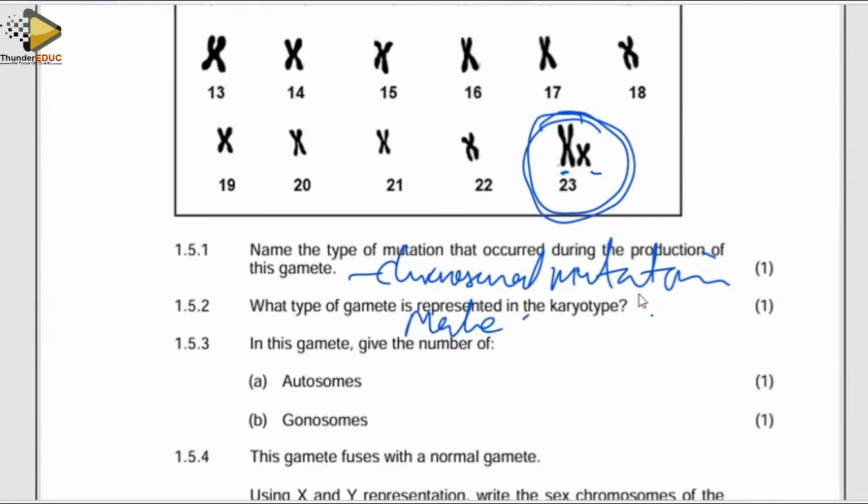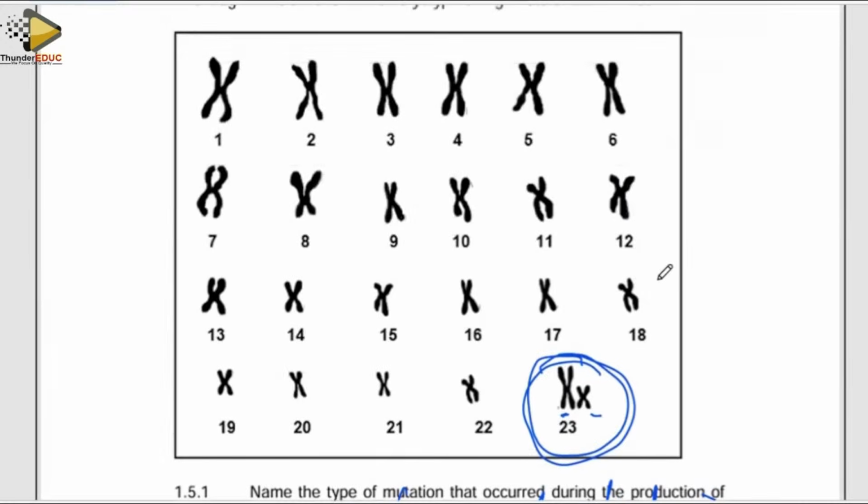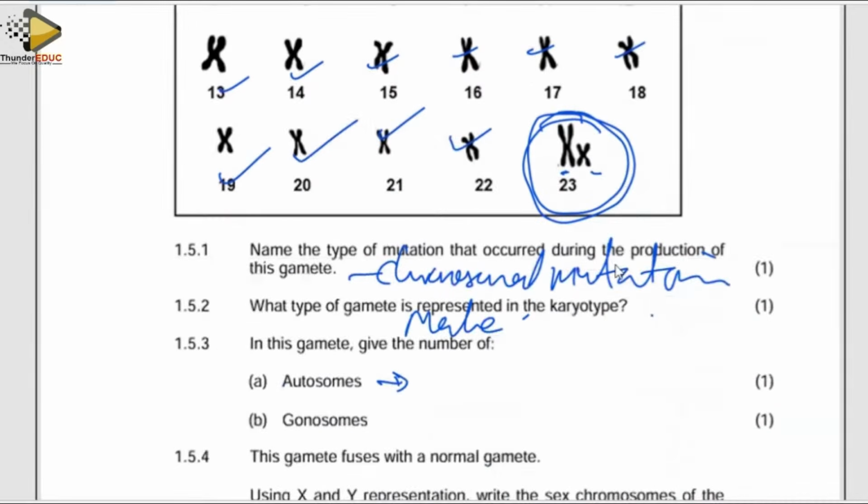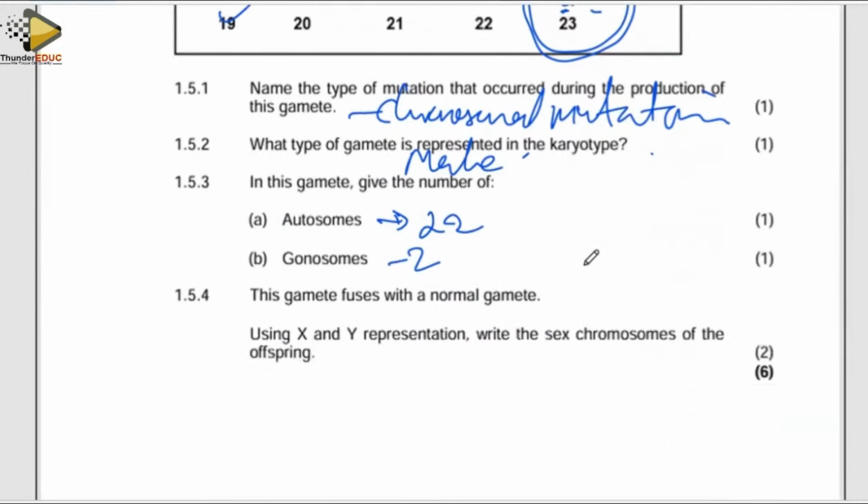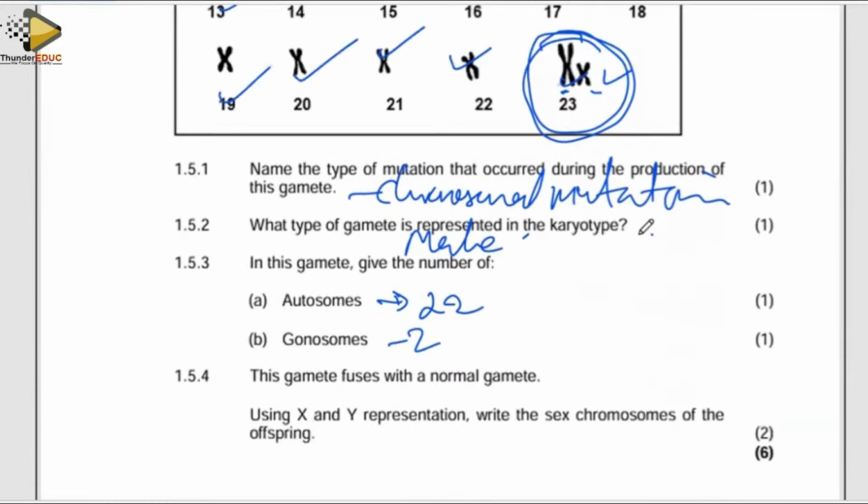In this gamete, give the number of autosomes. 1, 2, 3, 4, 5, 6, 7, 8, 9, 10, 11, 12, 13, 14, 15, 16, 17, 18, 19, 20, 21, 22. So there are 22. There's no mutation where there are two of them. Gonosomes, it's 1, 2. So there are 2. Remember, gonosomes are the sex chromosomes.